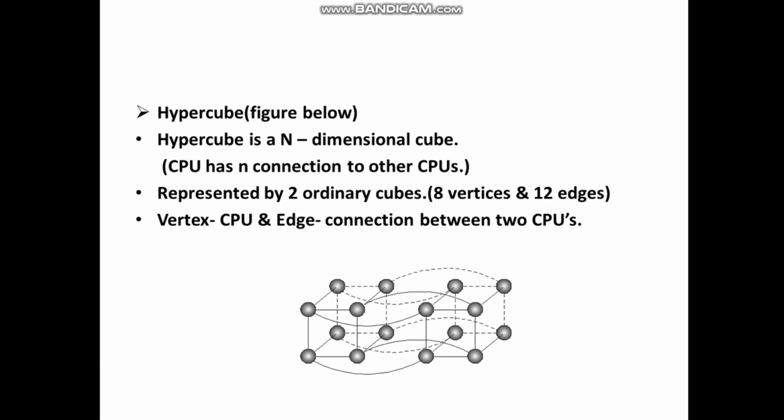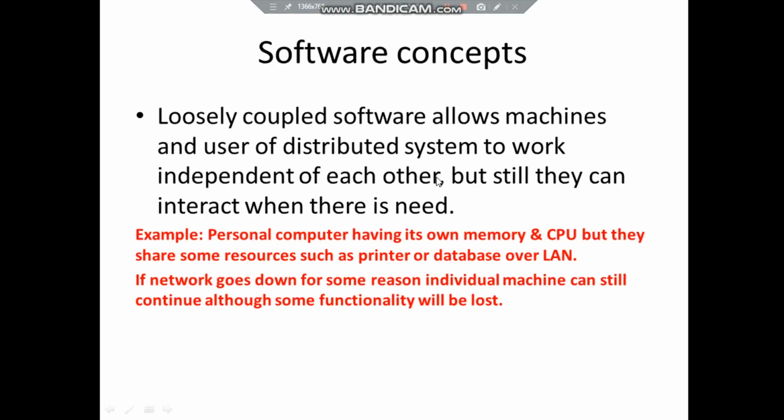Next we have hypercube as a second example. Hypercube is an n-dimensional cube. CPU has n connections to the other CPUs. It is represented by two ordinary cubes having 8 vertices and 12 edges. Vertex is denoted by the CPU and edge is denoted by the connection between two CPUs.